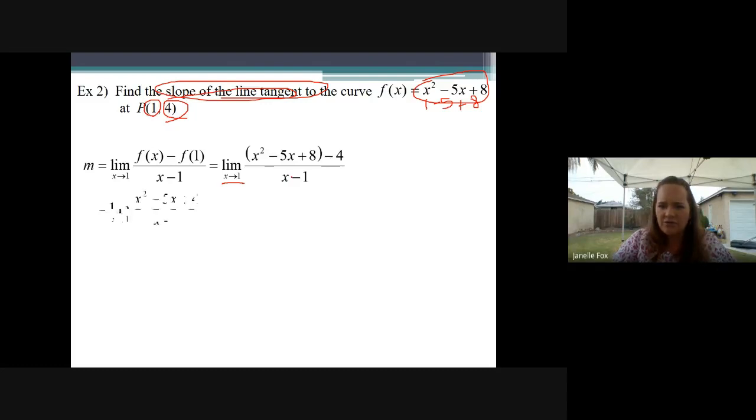So I think I will just combine these top things. I don't even have to do any fancy algebra. I just need to put together the constants of this positive 8 and negative 4. And so I get the limit as x approaches 1 of x squared minus 5x plus 4, all over x minus 1.